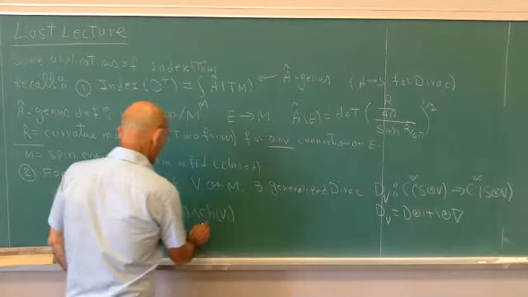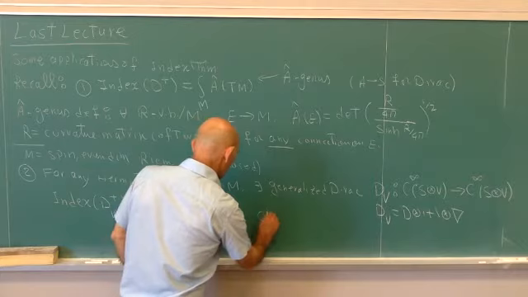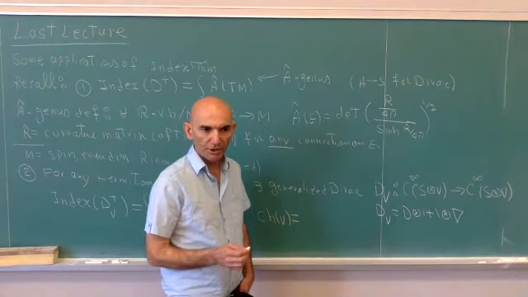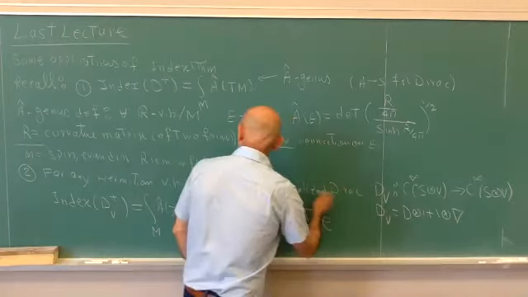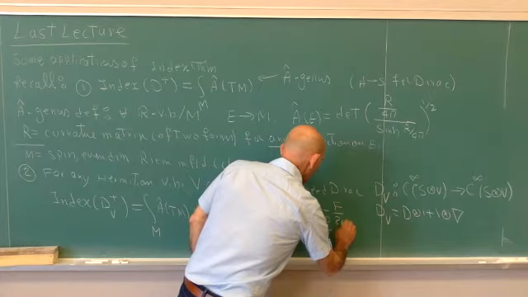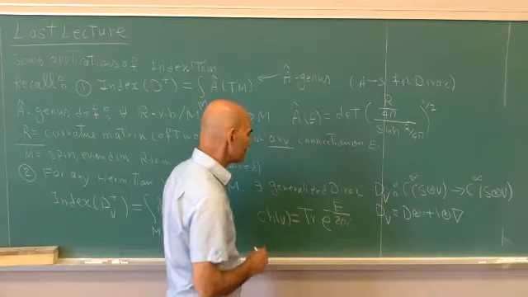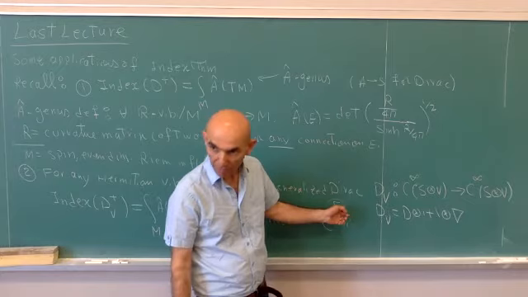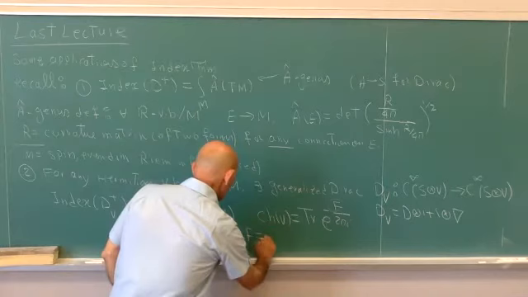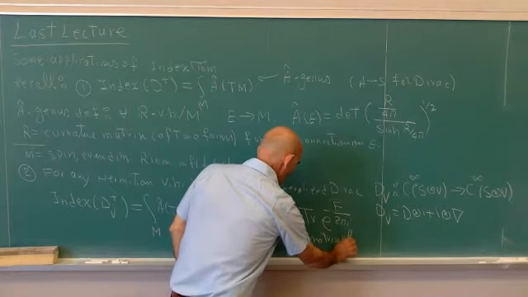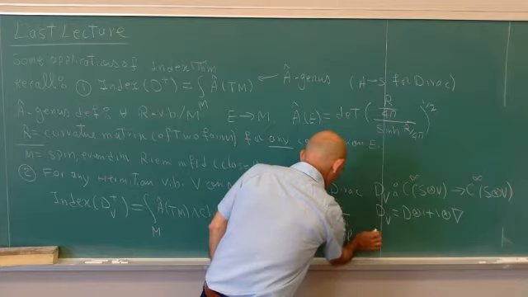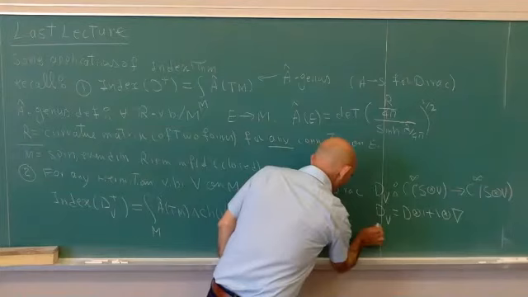And remember that the Chern character of V, remember the formula, was the trace of the exponential of minus F over 2 pi i, where F is the curvature matrix of two forms of the connection nabla on V.